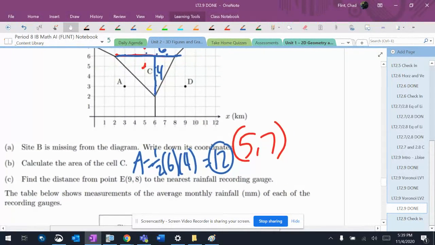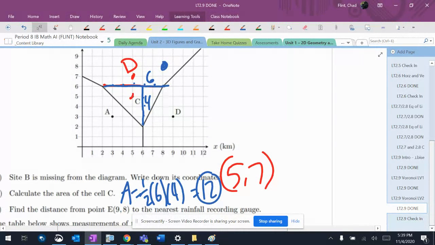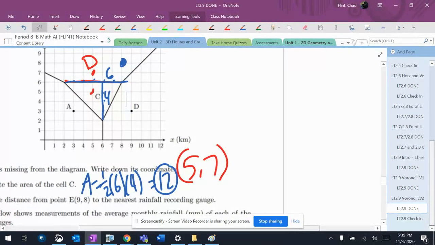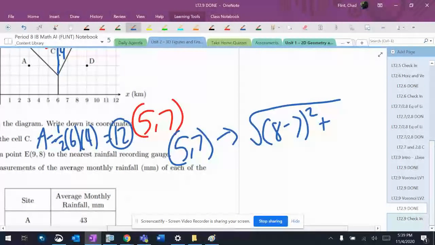Find the distance from 9.8 to the nearest rainfall recording gauge. 9.8 is right here. All right, and what I've noticed about these questions is they're pretty much always closest to the point that wasn't there. Okay, so between 9.8 and 5.7. All right, the one thing about the IB exam is it's way more predictable than a Regents exam in terms of the kind of questions they ask. So we've got 8 minus 7 squared plus 9 minus 5 squared. And I know I did that backwards from the formula. It doesn't matter because I'm adding them.